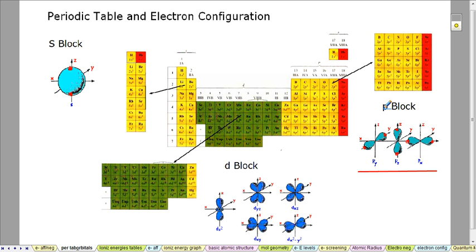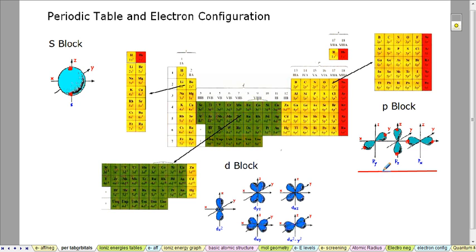And this is where we get these dumbbell shaped p orbitals, or the p block. And we can see there's 3 different shapes. We have a set of dumbbell orbitals going across the y-axis, the z-axis, and the x-axis. So 3 dimensions, 3 different shapes.